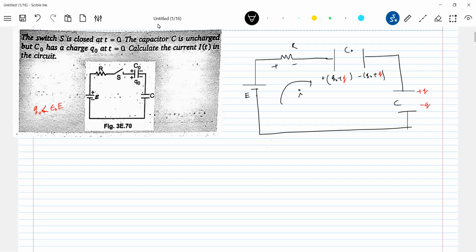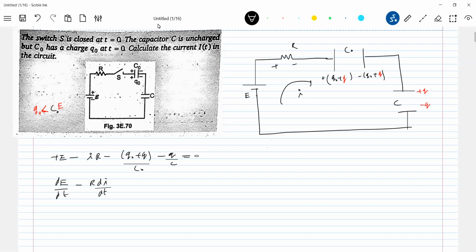So write down the loop equation: plus E minus IR minus (Q naught plus Q) by C naught minus Q by C equals 0. We want an expression for current as a function of time. So what to do with Q naught? I'll differentiate this equation directly. d by dt: R into di by dt. Q naught is constant, no? Some fixed value. So Q naught by C naught will be a constant. That was some initial charge given to it. So Q is what? Variable.